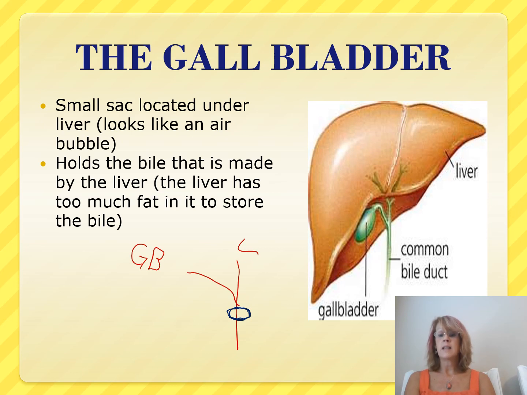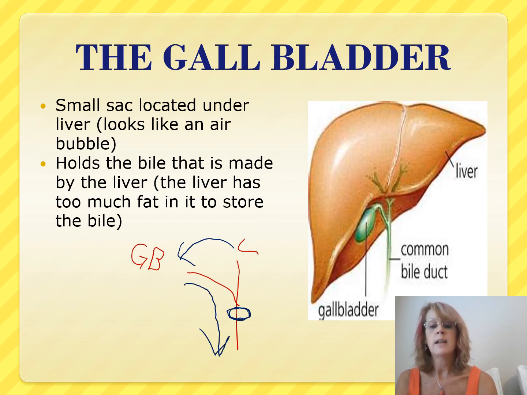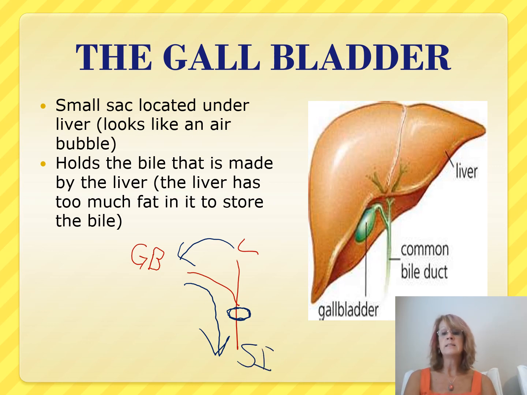that will open and close. When it's closed, that allows bile to go from the liver into the gallbladder so that it can be stored. When it's open, that allows bile to leave the gallbladder and go down to the small intestine. The common bile duct attaches to the small intestine. You can live without your gallbladder.